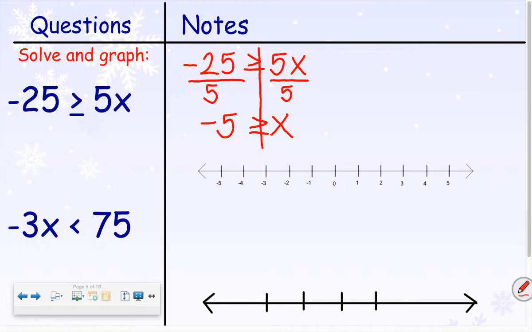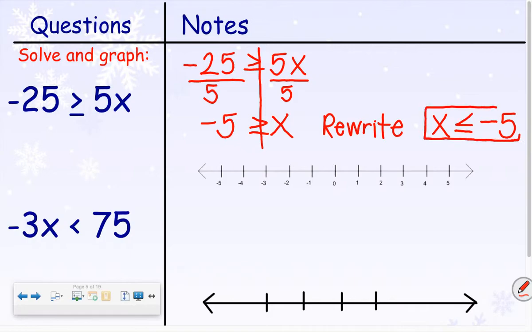We do have our x on the right-hand side, though, so we want to rewrite this. So the x is on the left, the negative 5 is on the right, and my mouth is opening to the negative 5, so make your mouth open to the negative 5. So closed circle on negative 5, and my arrow's pointing to the left, so shade to the left.